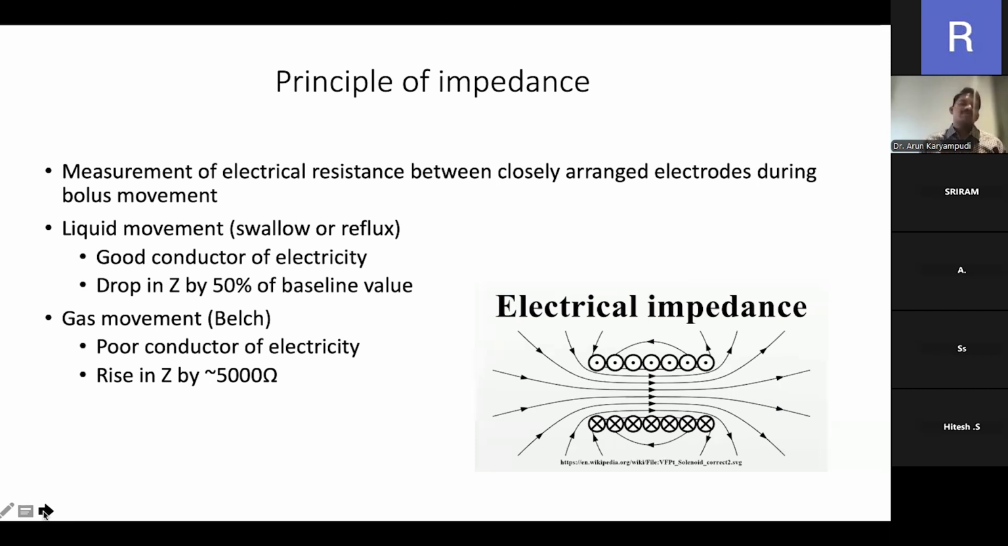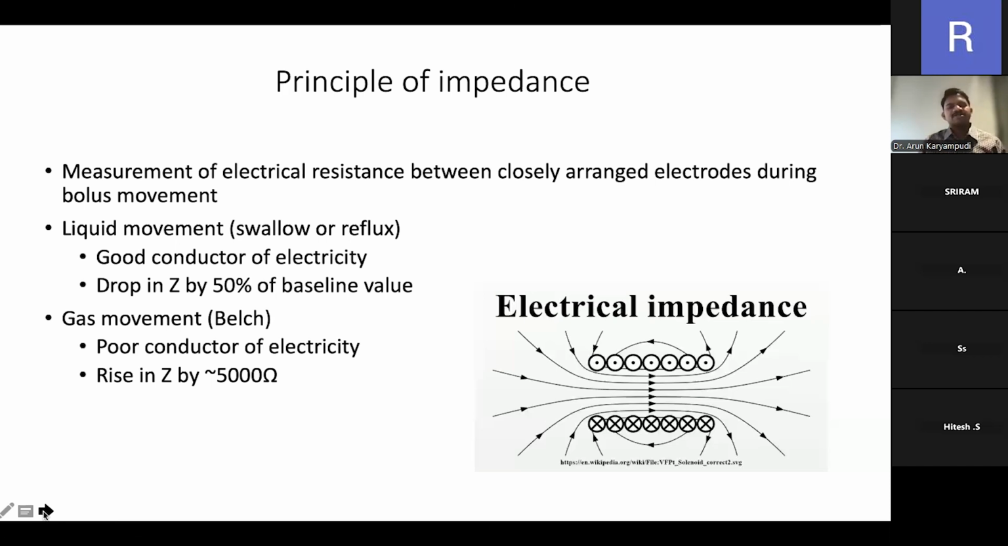Liquid water, you all know, is a good conductor of electricity. So whenever a liquid or water passes from one electrode to another electrode, there is a drop in the impedance value because it's a good conductor of electricity. A drop in impedance value by more than 50% from the baseline is usually considered as liquid reflux by the pH recorder.